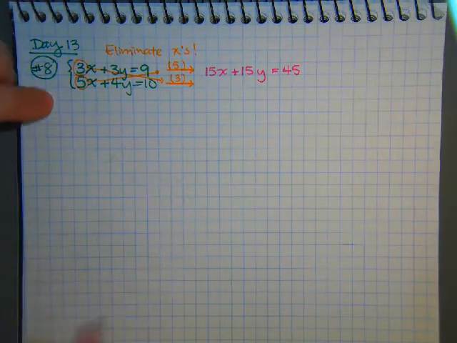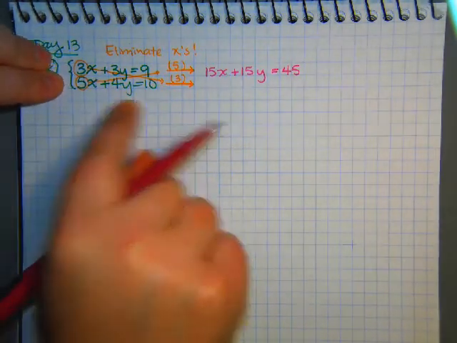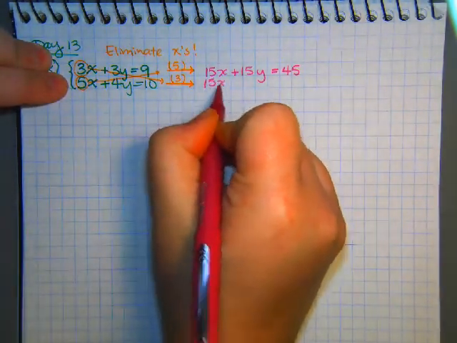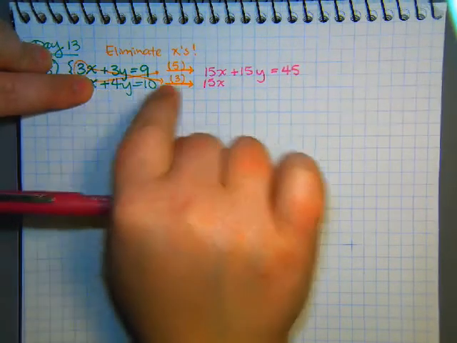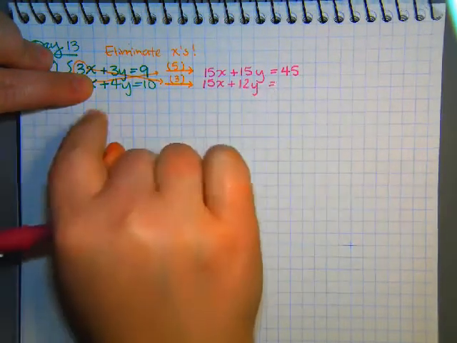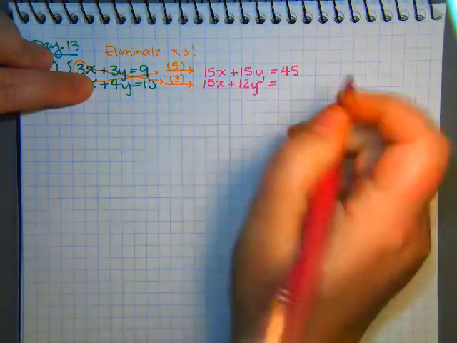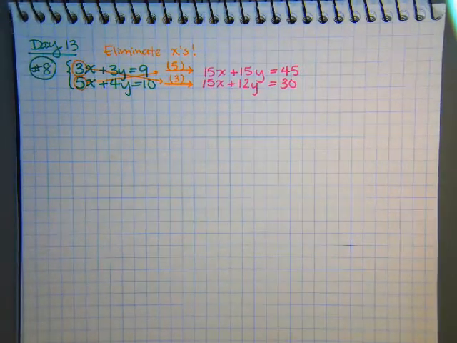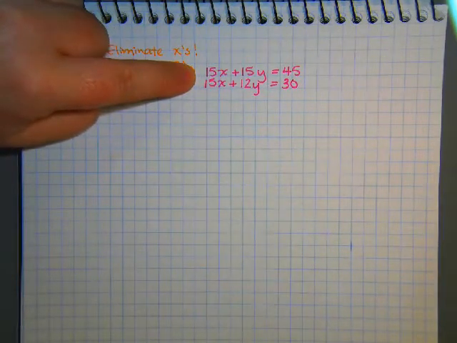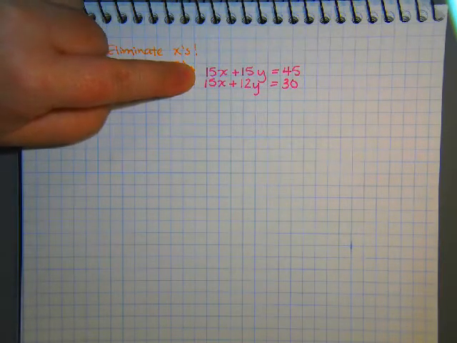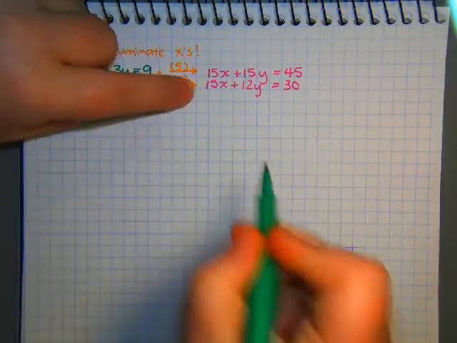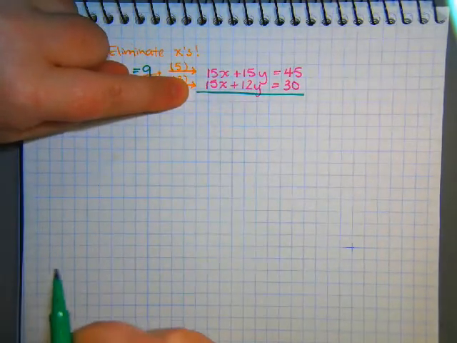So now watch what happens. I'm going to do the same thing, but with the bottom equation. So 5x times 3 is, wouldn't you know it, 15x. 4y, positive 4y times 3 is positive 12y equals, and then 10 times 3 is 30. So now I have my system of equations, and notice the number is the same in front of the x's, which is what I plan to eliminate. So now what we're going to do is subtract them, because if I add 15x and 15x, I'm going to get 30x. And remember, the whole point is to eliminate.